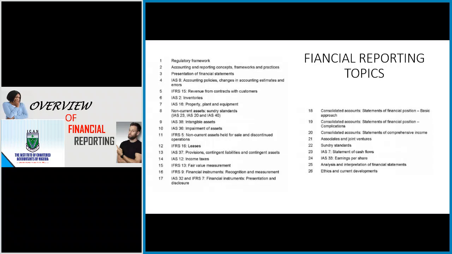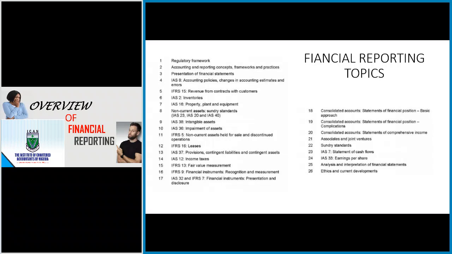Then the third topic will be dealing with presentation of financial statements. Under this, even though we are going to look into details and analysis of it, we'll be looking at IAS 1, which deals with presentation of financial reporting. Every account must have a corresponding year unless it's a first year account and the like. These are the things we are going to be learning in chapter 3.